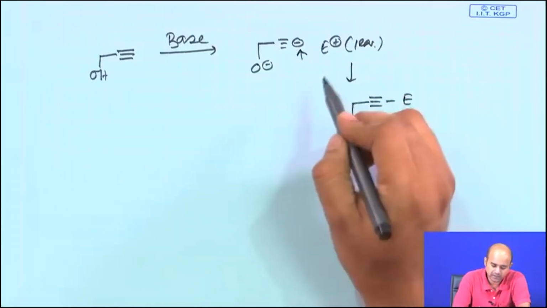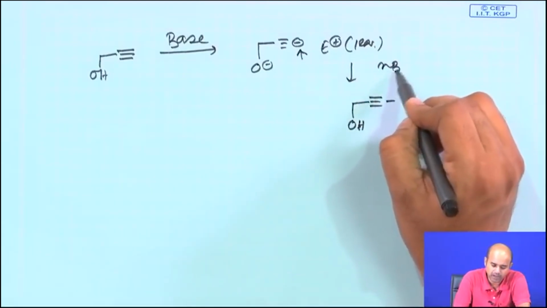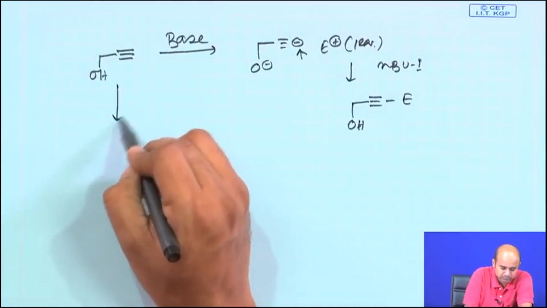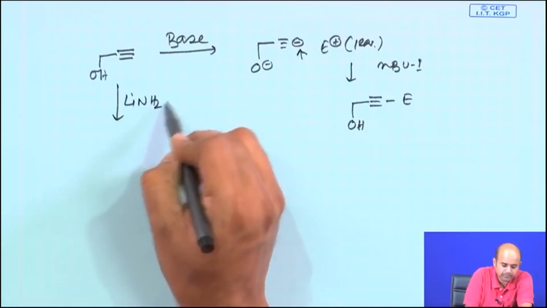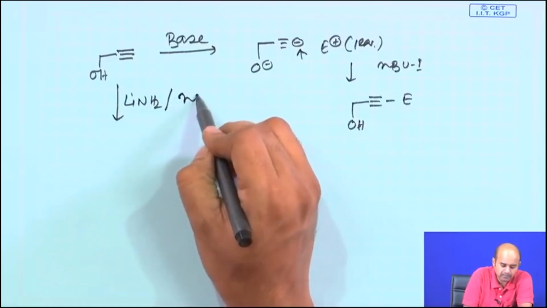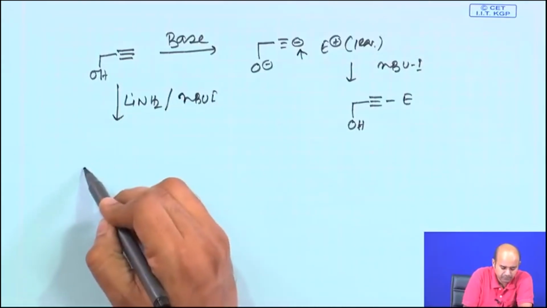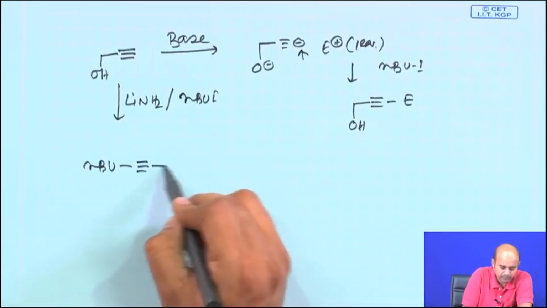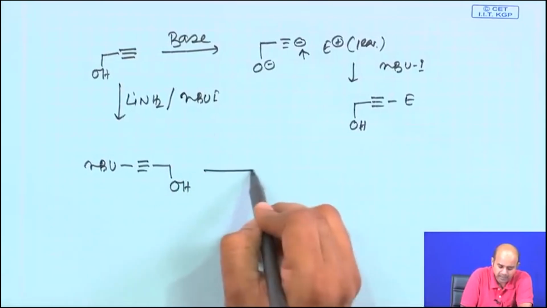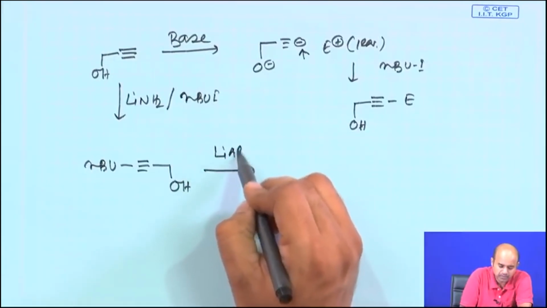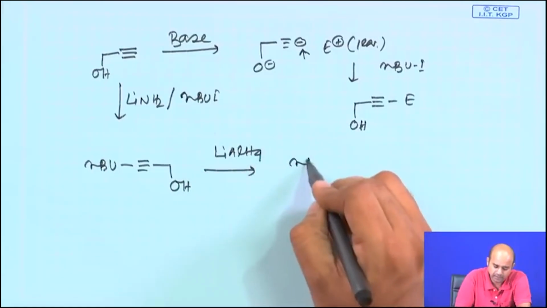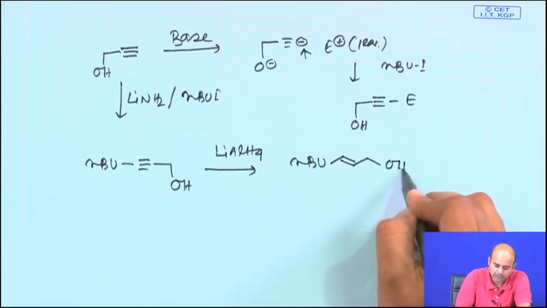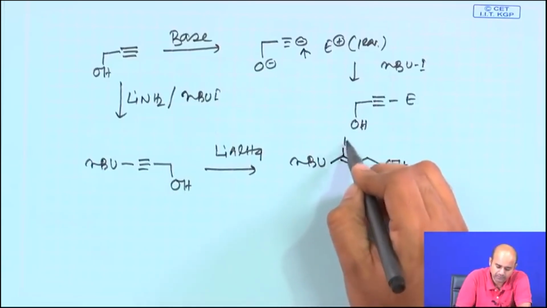Now, in this case the electrophile you are using is basically n-butyl bromide or iodide. So, lithium amide and n-butyl iodide. You are basically getting this n-butyl, this OH, fine, and then you use lithium aluminum hydride to get this n-butyl. The double bond geometry is now trans.